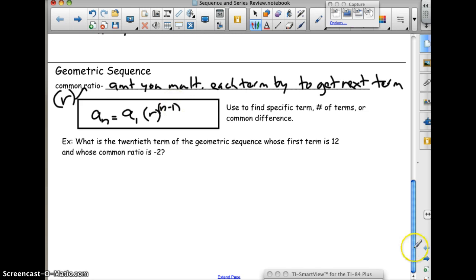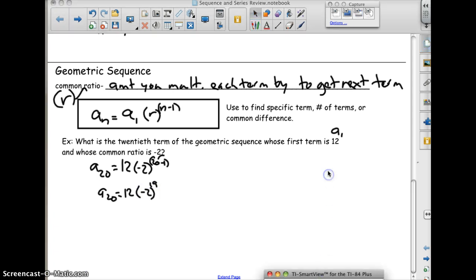All right. So, what is the 20th term of the geometric sequence whose first term is 12 and whose common ratio is negative 2? I want the 20th term. The first term is 12, that's a sub 1, and the common ratio is R. So I have negative 2 raised to the 20 minus 1, or 19th power. So a sub 20 is 12 times negative 2 to the 19th.